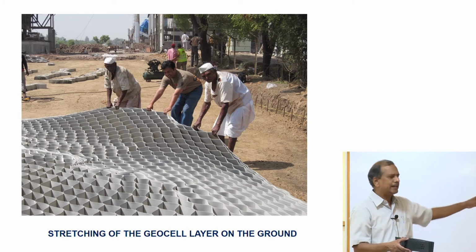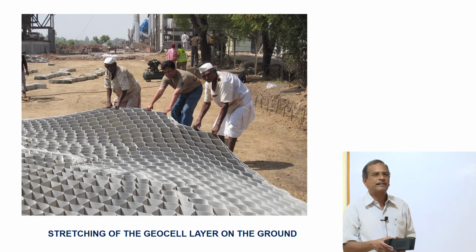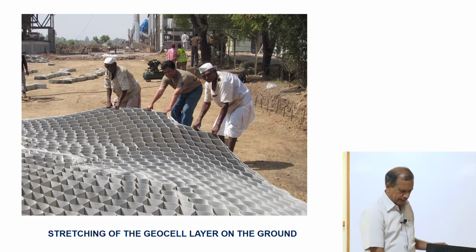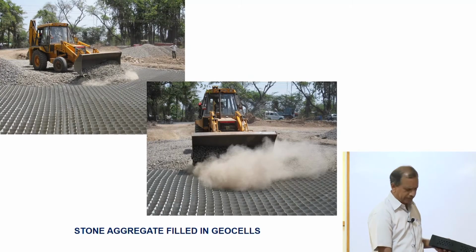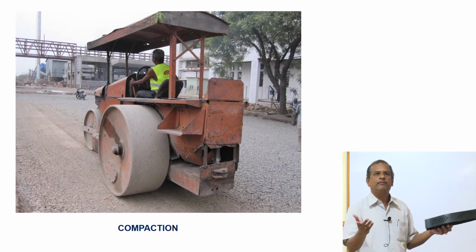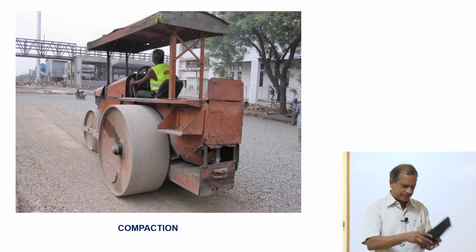We tried this. This is again at a location in Maharashtra. We used geocells for construction of a road. What we did was we laid these geocell layers, filled them with aggregates, and then rolled with a conventional roller. What are the advantages of having these geocells in road construction?